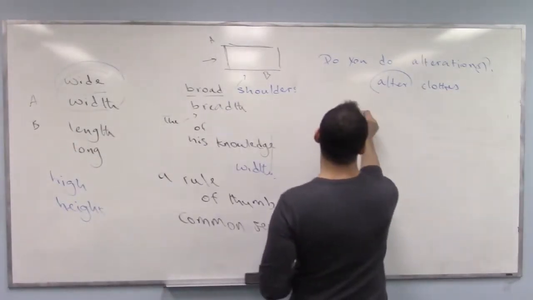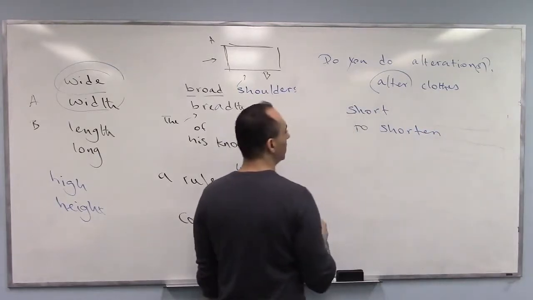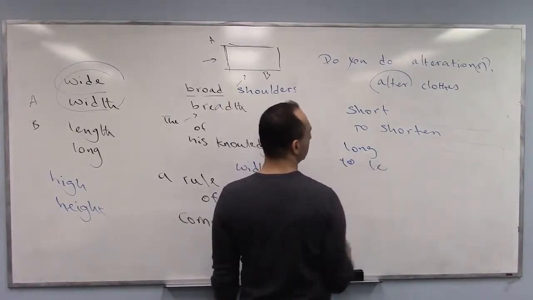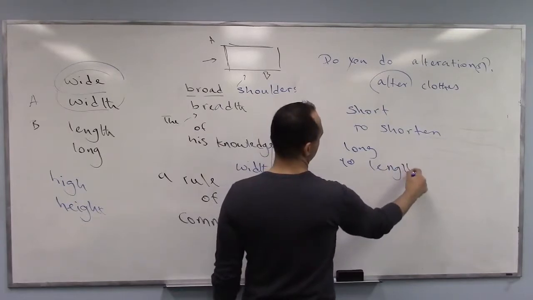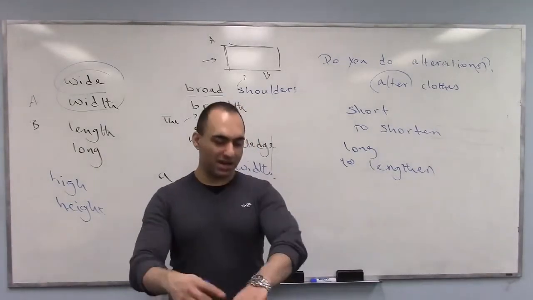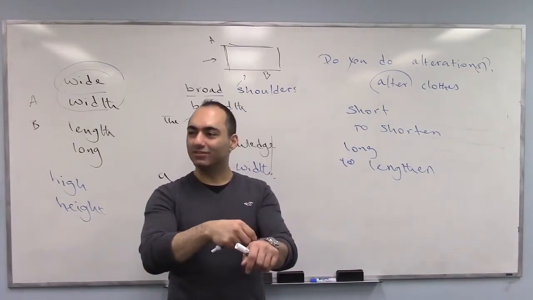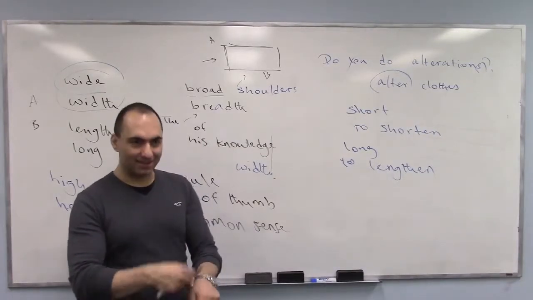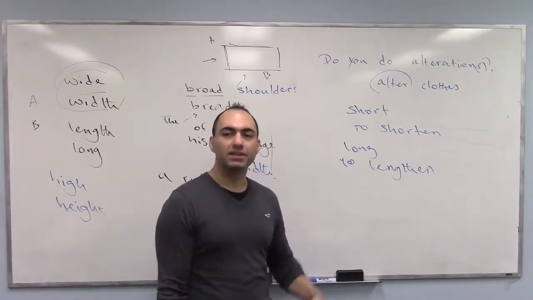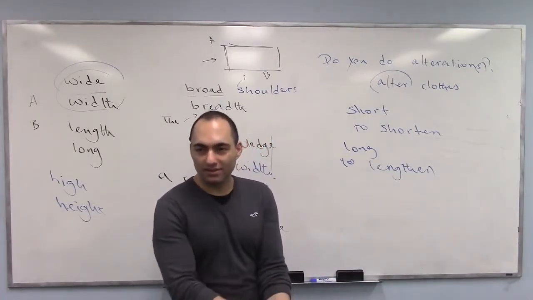With short, for example, we say to shorten. With long, we say to what? Lengthen. I have long arms, so my problem always is, if I buy a coat, they have to lengthen the sleeve. Could you lengthen it a bit? And they go, yeah, we can lengthen a bit. Like how much can you lengthen? So you lengthen it, you shorten it.